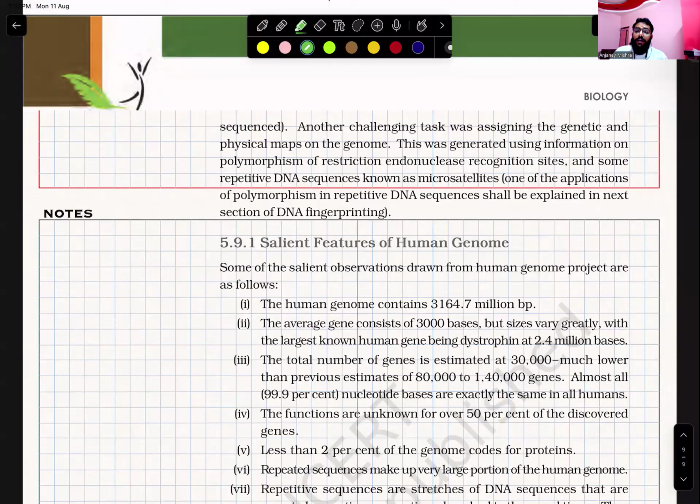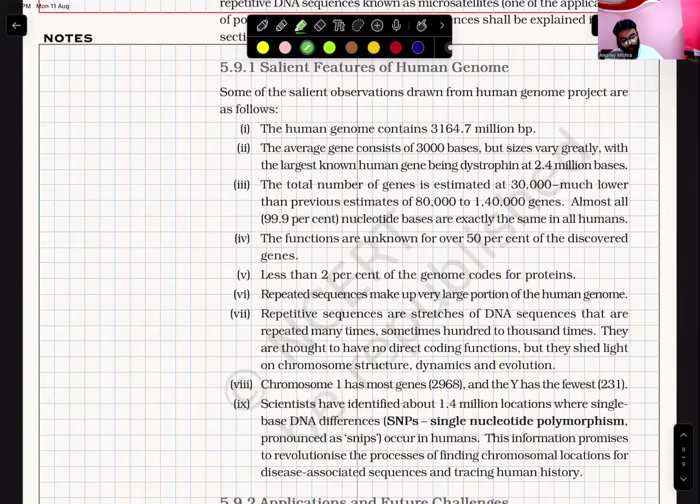Then the next task was how to make the overlapping happen, because you're taking fragments from different restriction enzymes. Like the same fragment cut by different restriction enzymes. Okay. Then look at the salient features of the human genome.